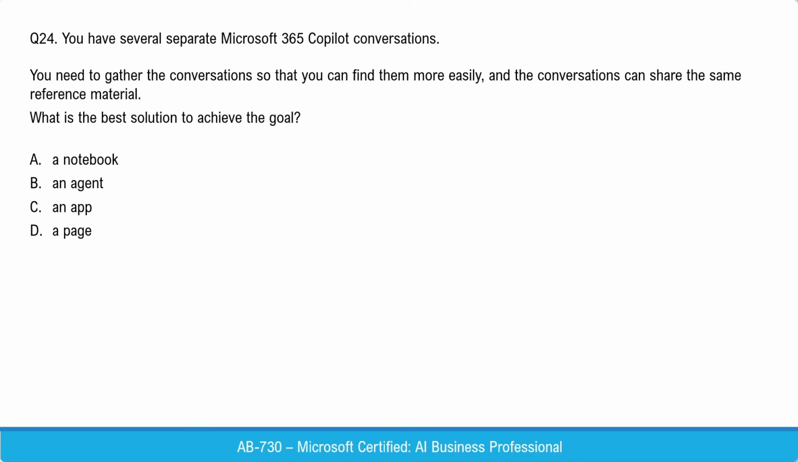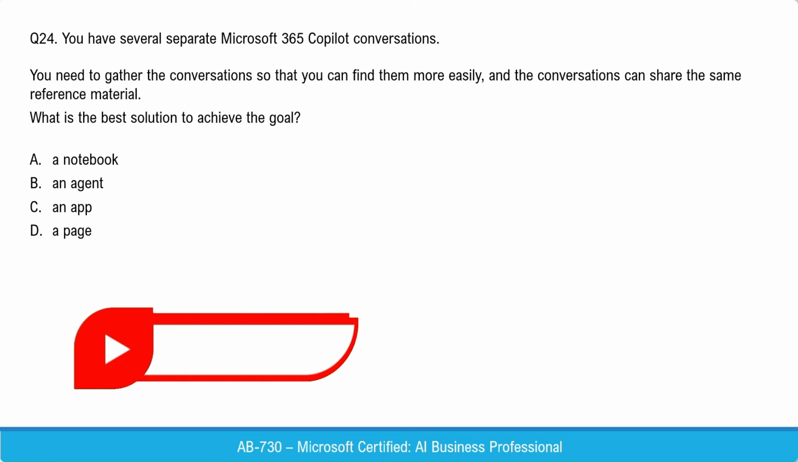Next question. You have several separate Microsoft 365 Copilot conversations. You need to gather the conversations so that you can find them more easily and the conversations can share the same reference material. What is the best solution to achieve the goal? Your options are a notebook, an agent, an app, a page. And the correct answer is a notebook.